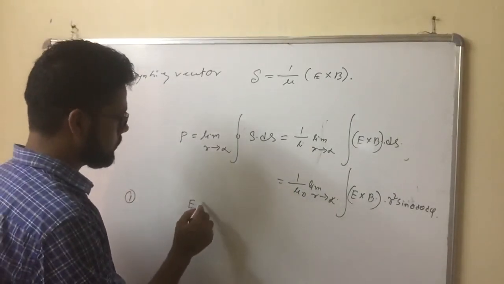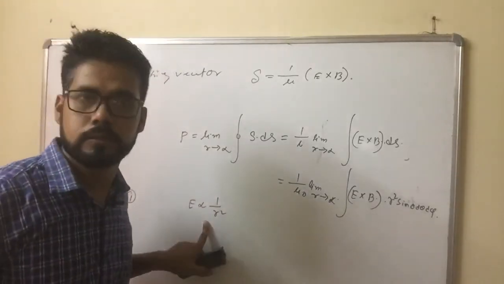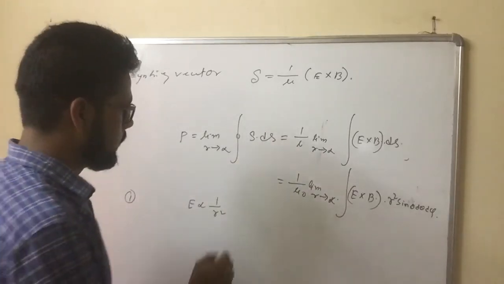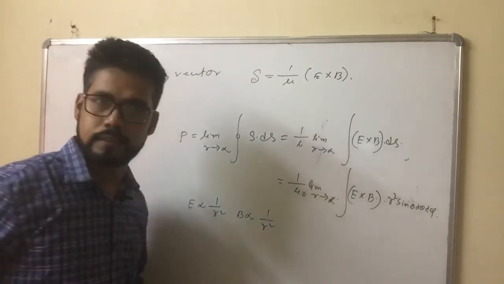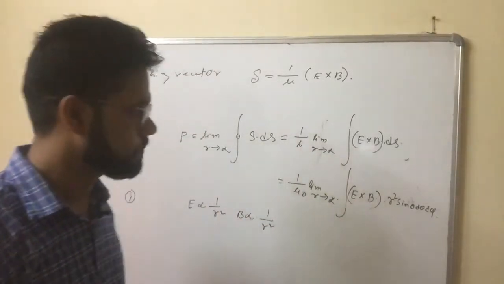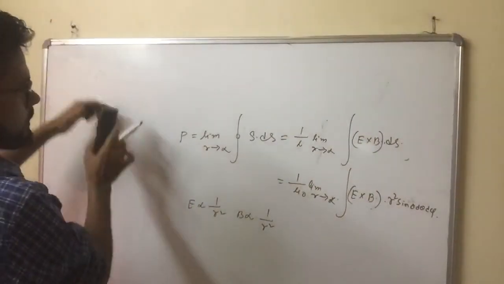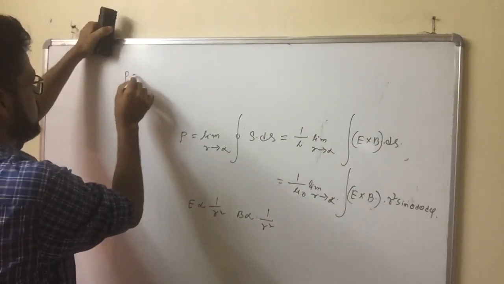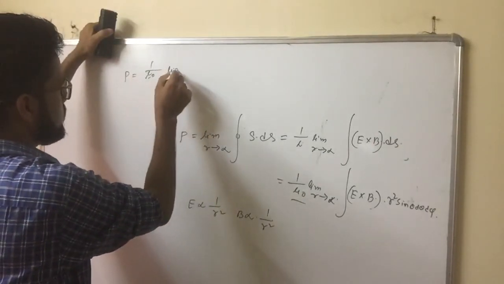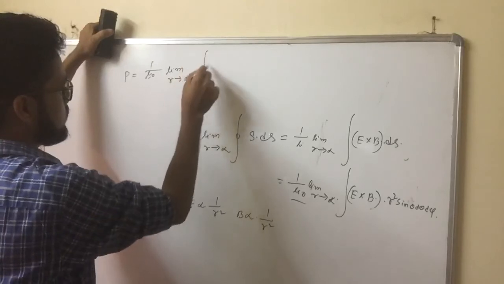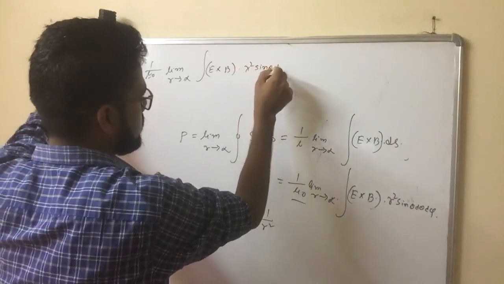So far we have studied static fields. A static field means Coulomb's field is proportional to 1 by r square, right? And the magnetostatic magnetic field is also 1 by r square. So I am writing here so that it is visible from your side: P equals 1 by mu naught, limit r tends to infinity, E cross B into r square sin theta d theta d phi.